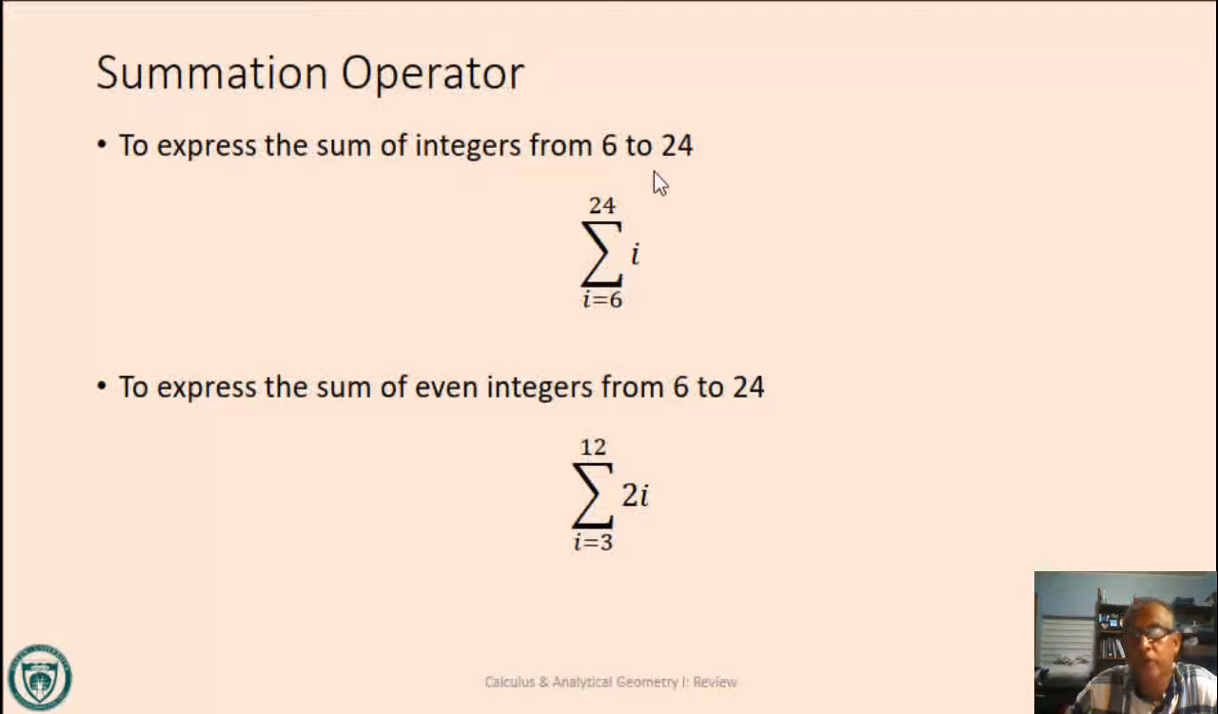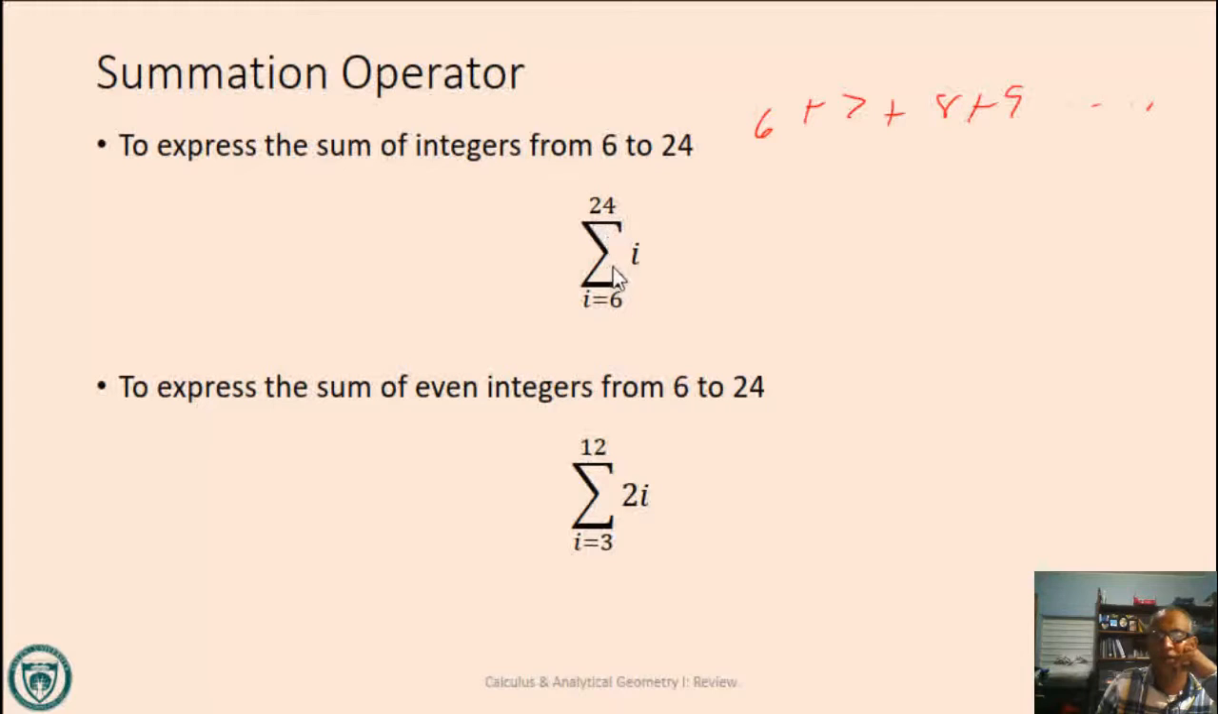Suppose you want to express the sum of integers from 6 to 24. Well, you're not going to want to write 6 plus 7 plus 8 plus 9 and so on. It could be worse, from 6 to a million. You don't want to do that. So we have these little operators here. And so this operator allows me then to express that summation, right?